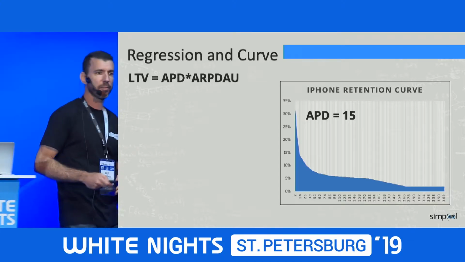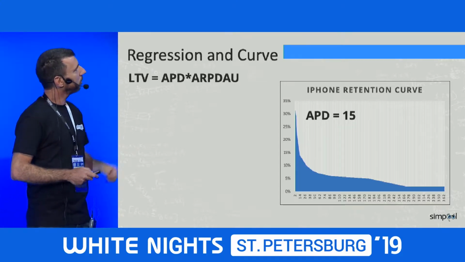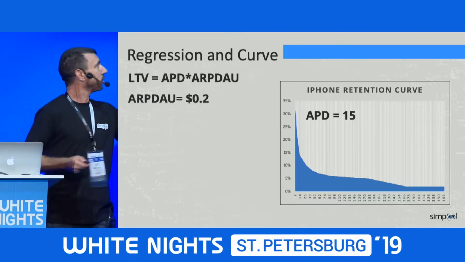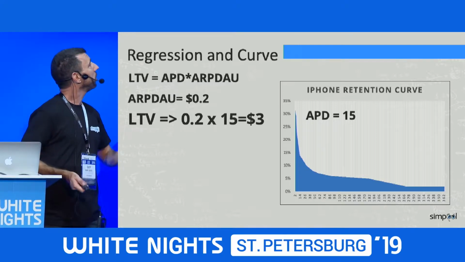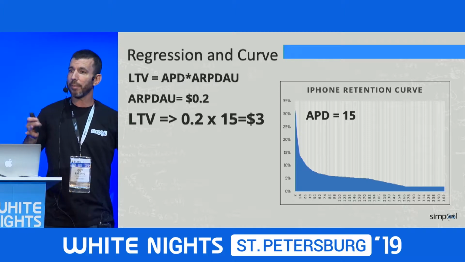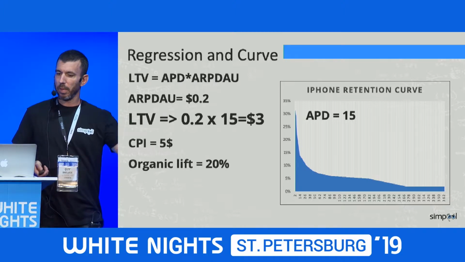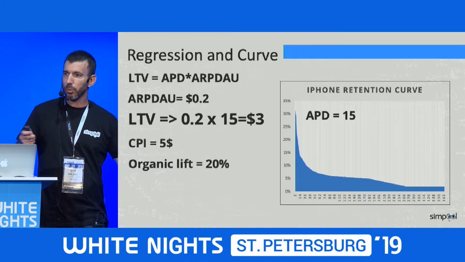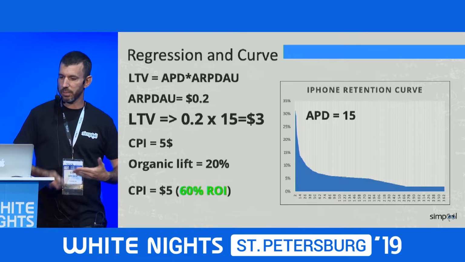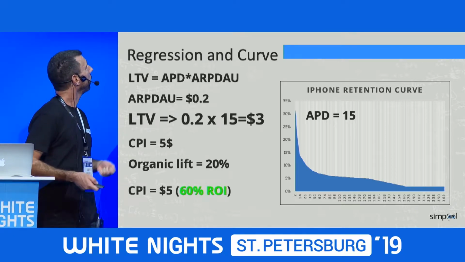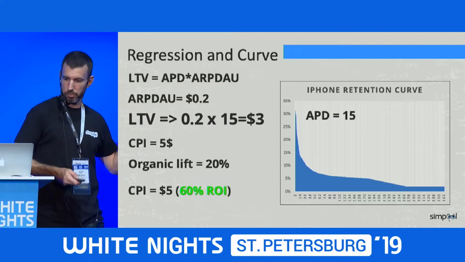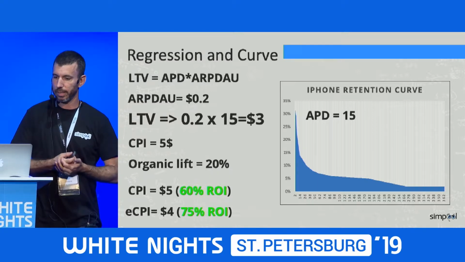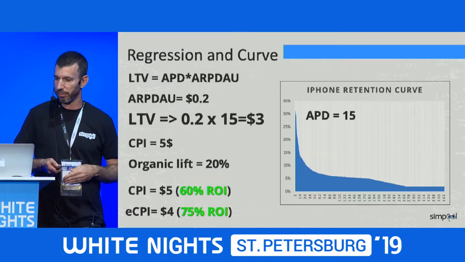I'm sure you're all familiar with this formula, but calculating the integral below the line will give us these results. Let's assume an ARPDAU of 20 cents. Let's create a calculation, and we know that the lifetime value will be $3. Let's take another assumption that we are acquiring a user for $5. Let's assume the organic lift will be 20%. The CPI will be $5, which reflects only 60%. And if we go to eCPI, then we're increasing the return on investment to 75%.